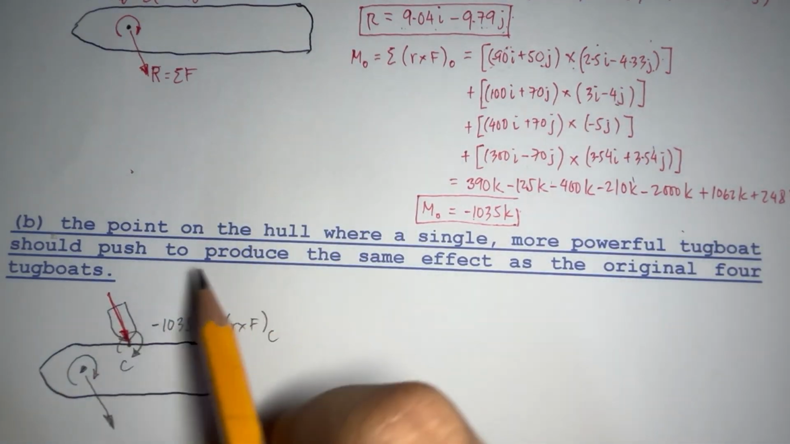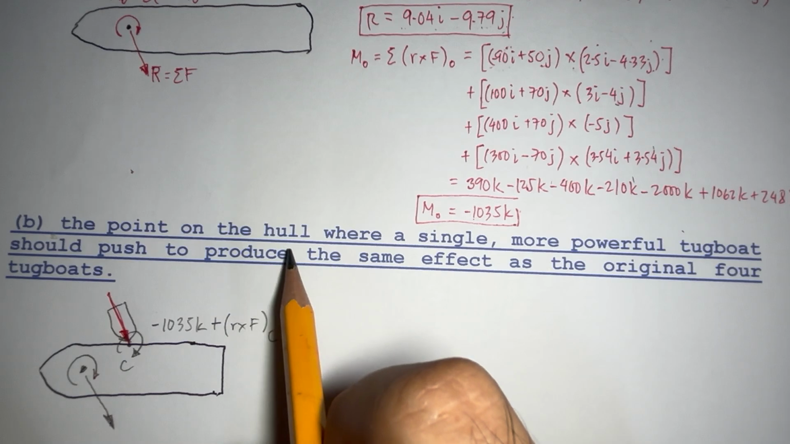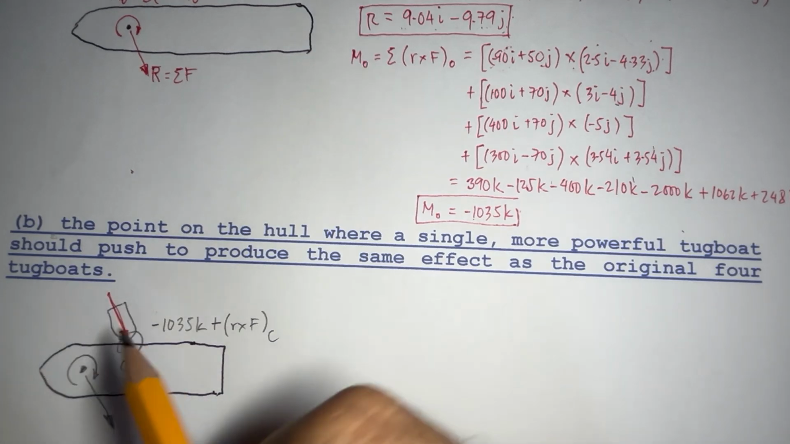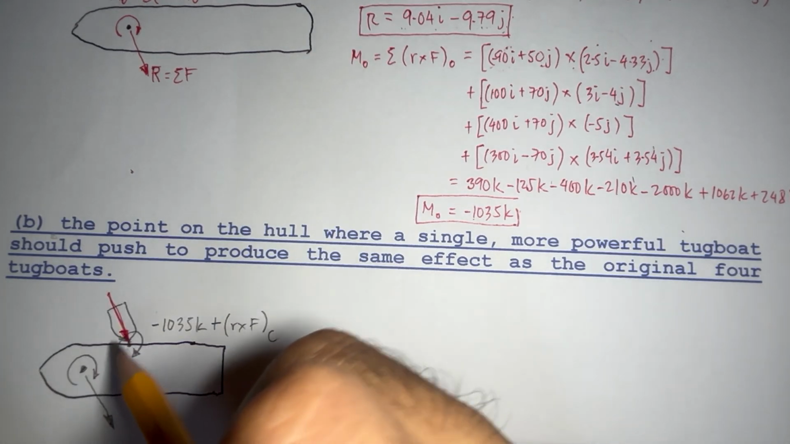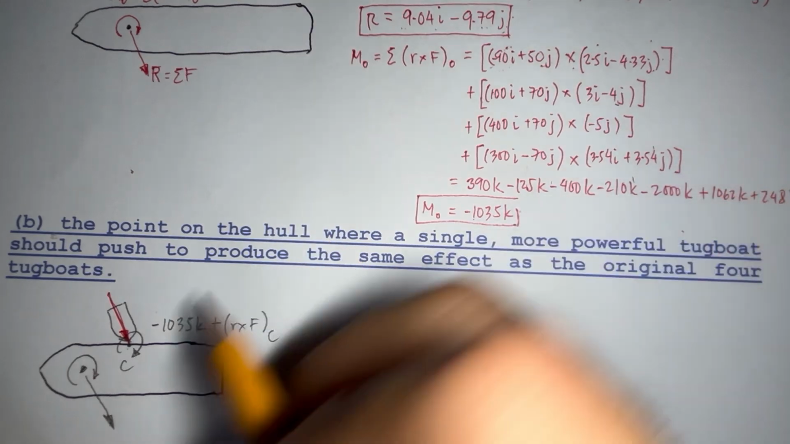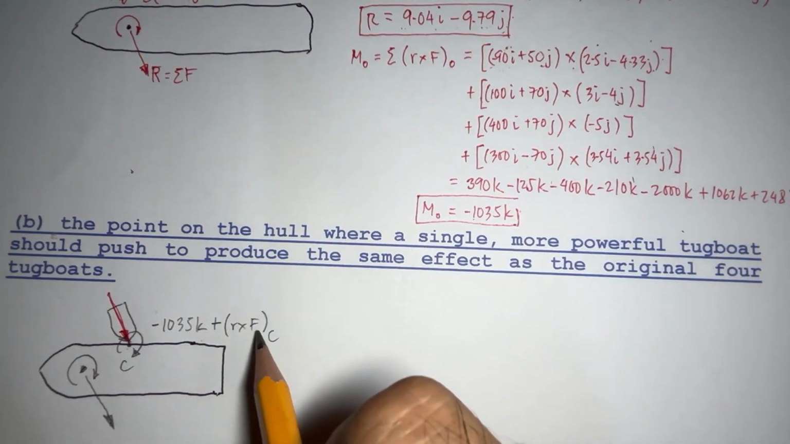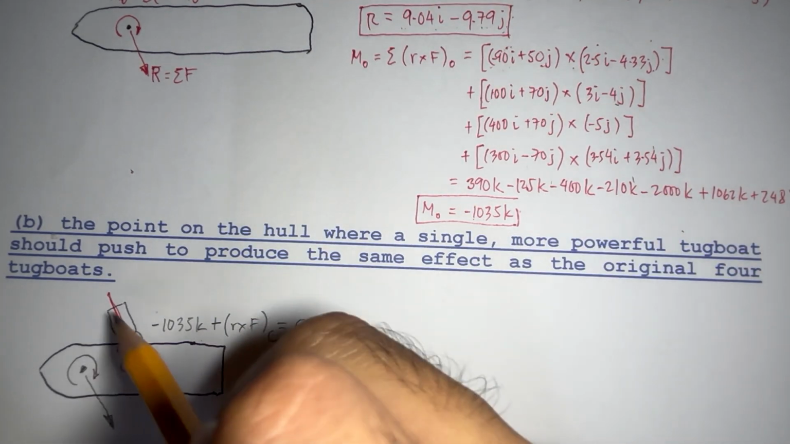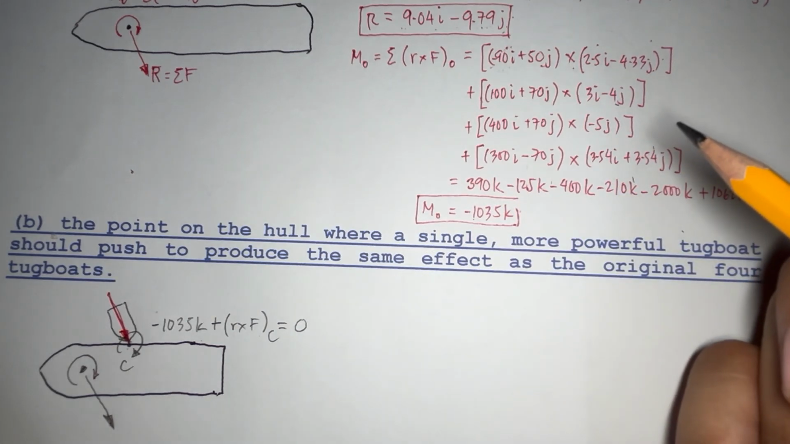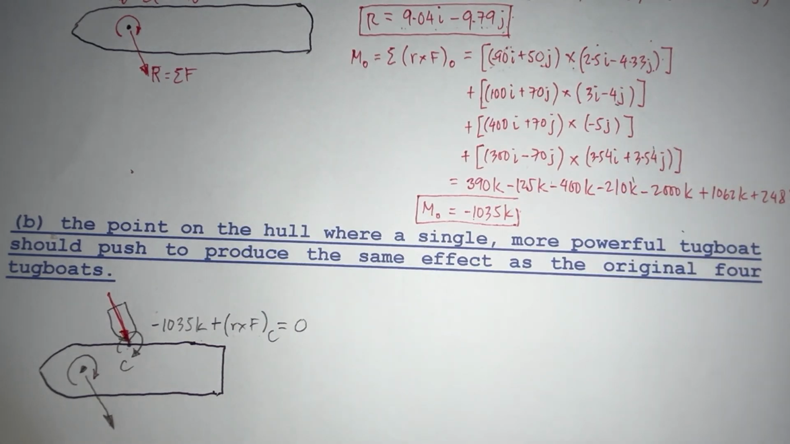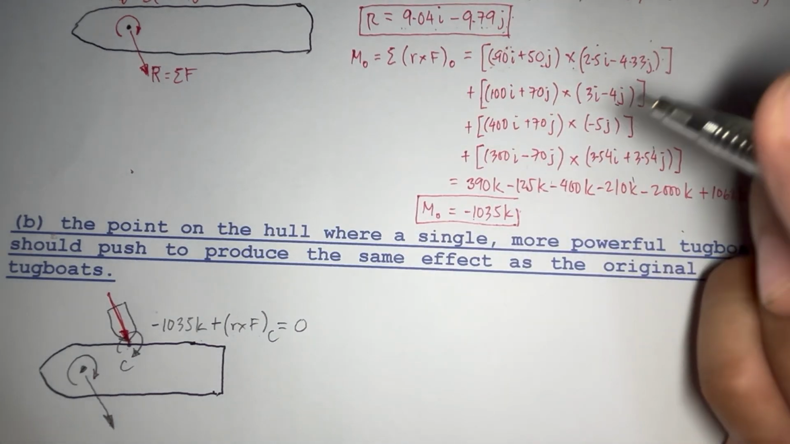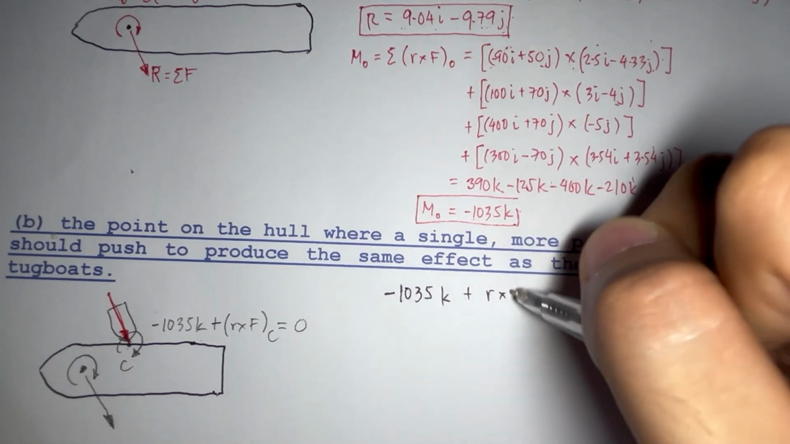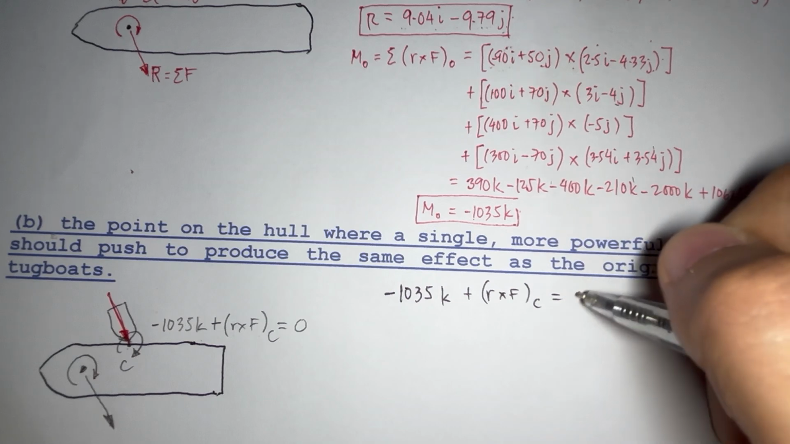Since what we want here is the exertion of the force of the powerful tugboat at point C, wherein there would be no couple existing, the negative 1035k plus R cross F pivoted at point C should equal 0, so that at this point only the force would exist. So we write our equation: negative 1035k plus R cross F pivoted at point C should equal 0.